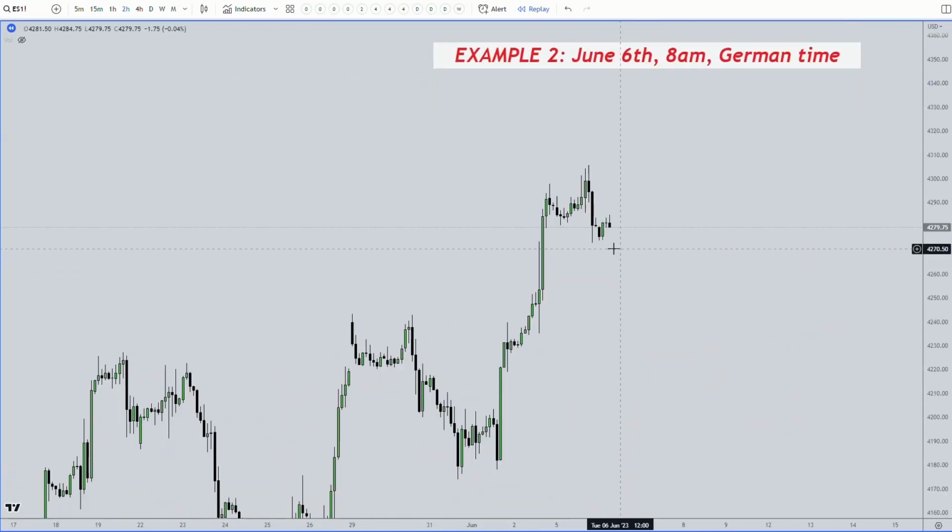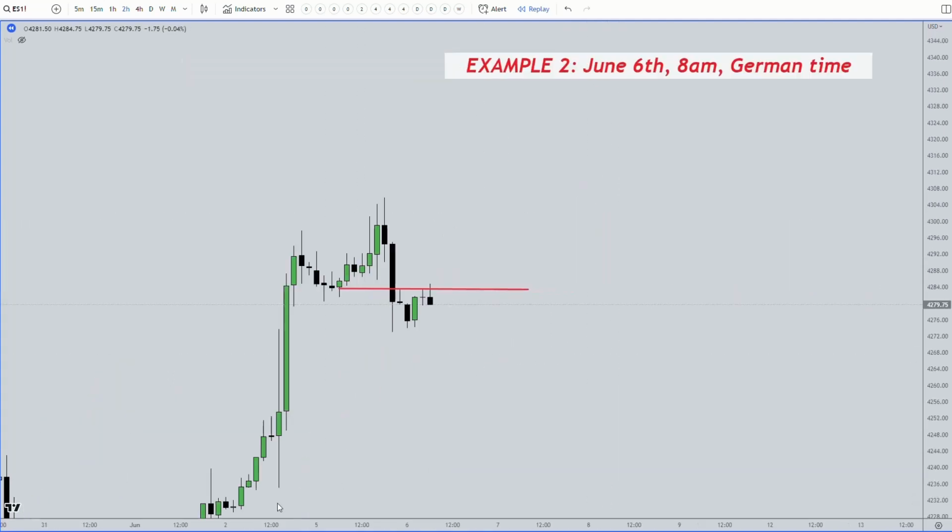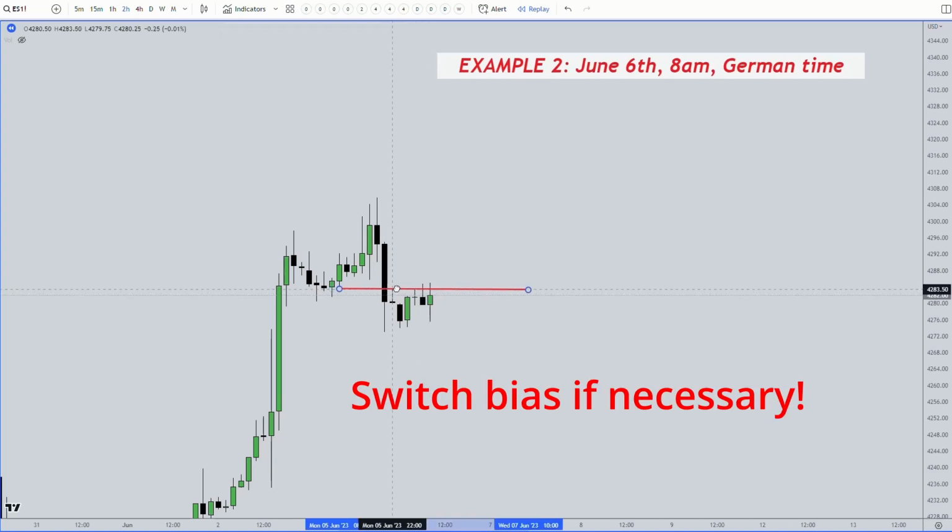This is what your chart looked like exactly at 8 o'clock, and as you can see here, we broke the lows, so your bias for the day obviously first of all would have been bearish. Zooming in more and forwarding the chart a little bit, we realize, however, that at the latest at 10 o'clock in the morning, you would have had to switch your bias.